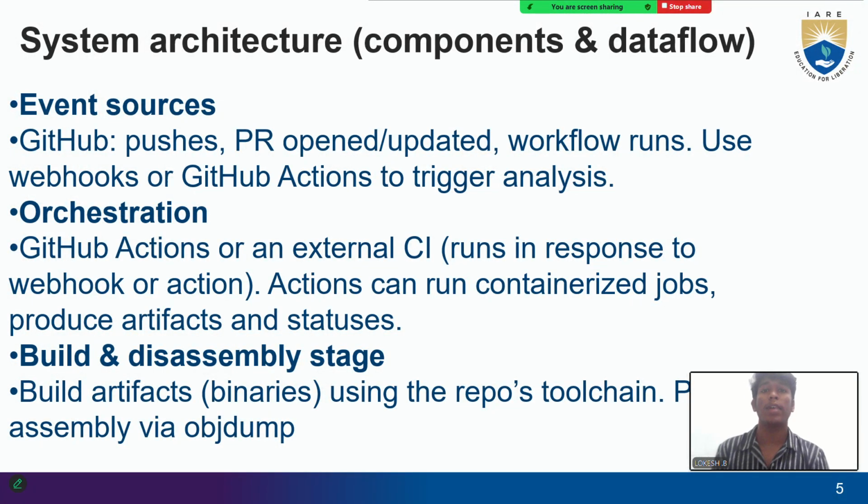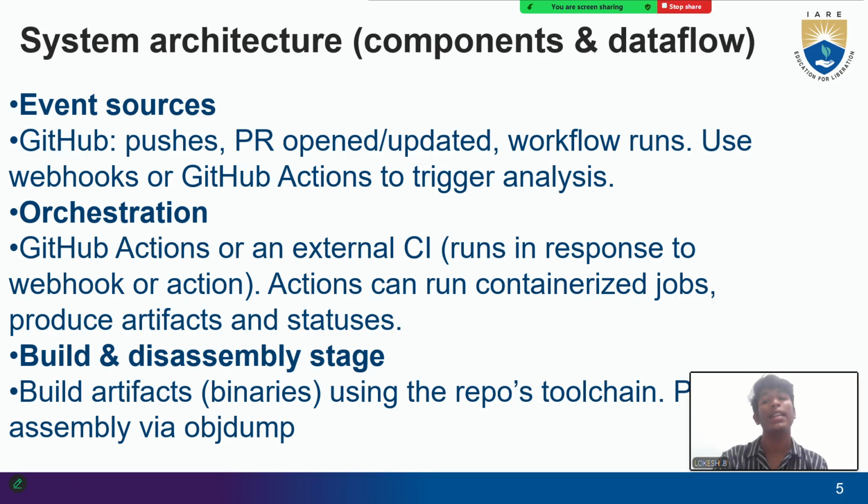Then comes the system architecture, components, and data flow. What is the system architecture in GitHub and X? Event sources: GitHub push, PR open or update. Workflow runs: use a webhook or GitHub Actions to trigger analysis. Orchestration: GitHub Actions or an external CI runs in response to the webhook or action. Actions can run containerized jobs and produce artifacts and status.